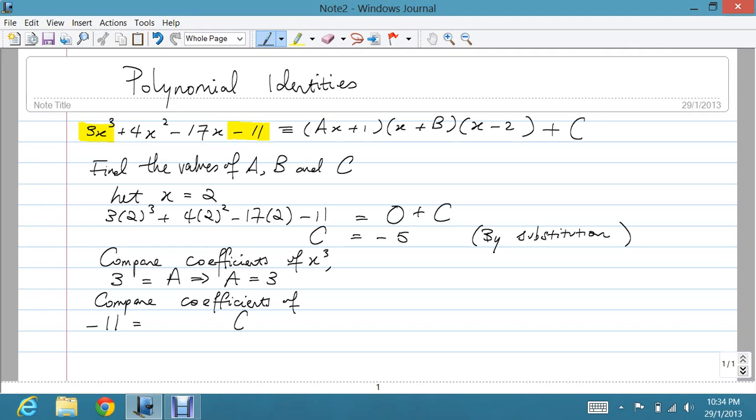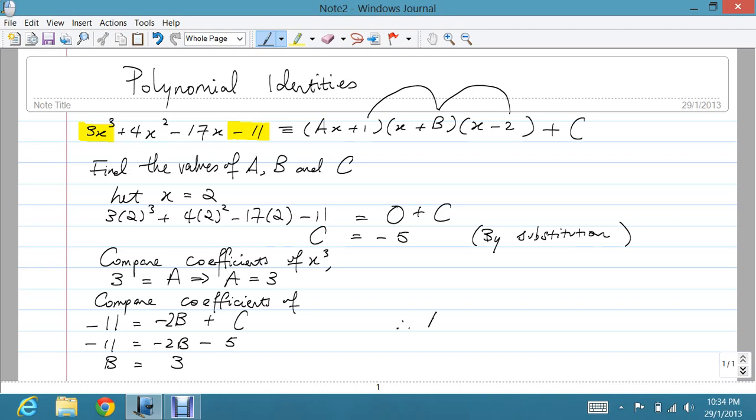but take note that that is not the only constant, because when you expand out these three brackets here, there's another constant from here, 1 times b, and the result times negative 2. So I get negative 2b plus c. That's the constant term on the right hand side. We have already found c earlier. c is equal to negative 5. So we can solve for b. Hence b is equal to 3.